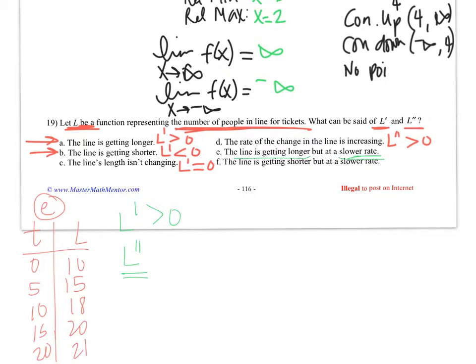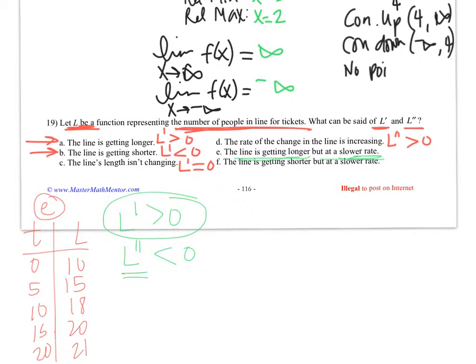Well, it does say the line is getting longer, so the derivative is greater than 0, and at a slower rate. If that's happening at a slower rate, then the second derivative is smaller than 0. But let's go ahead and take a look at some possible points and kind of prove that that's true. So over time, I went ahead and did 5-second intervals.